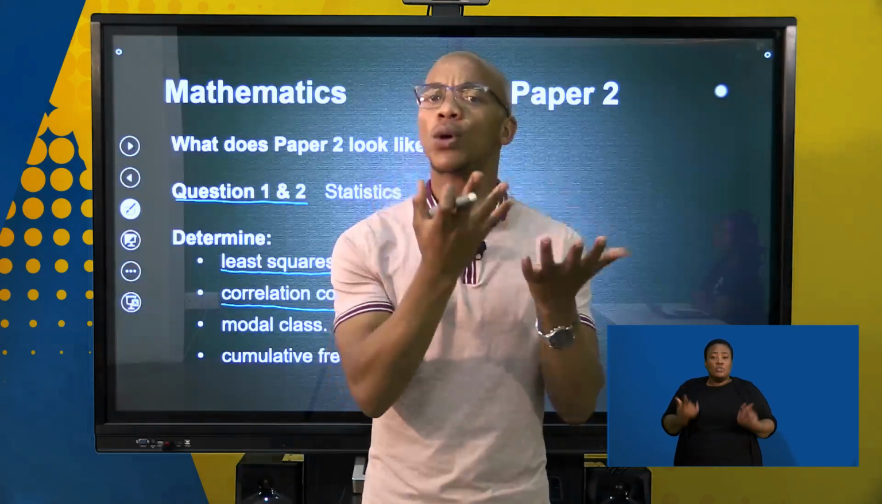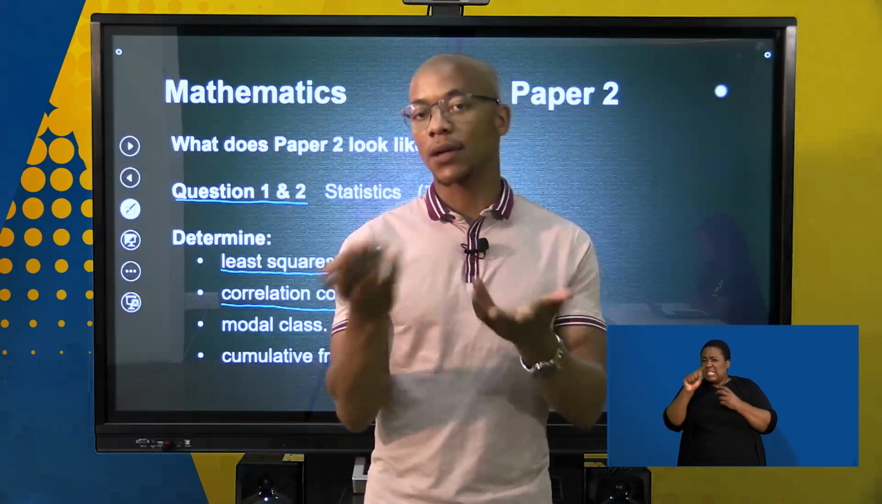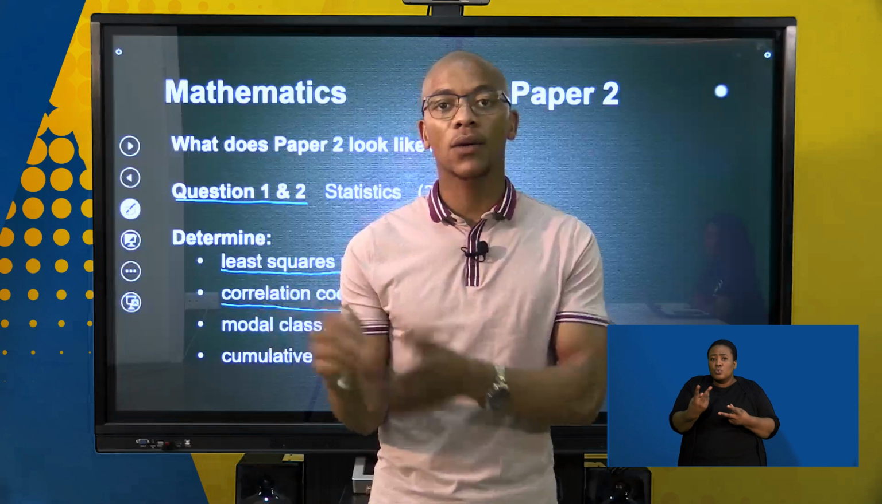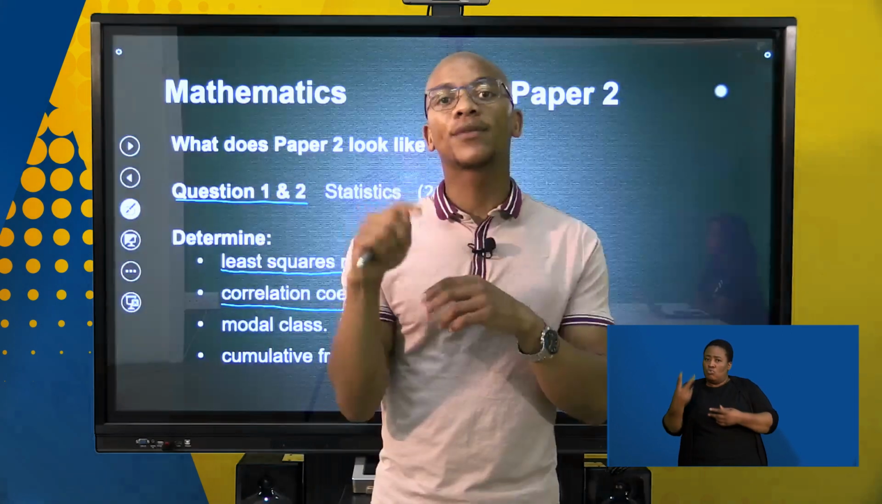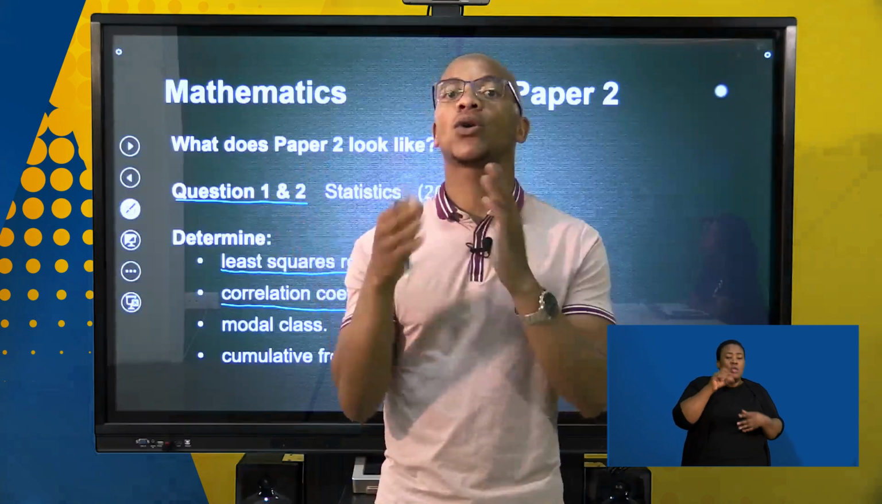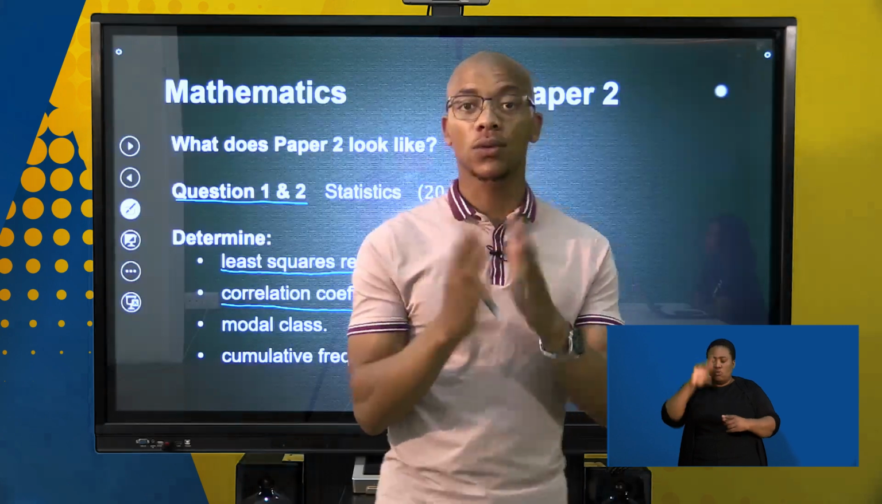So it's your mode setup. You choose number 2 if you're using the gray calculator. If you're using the silver one, you choose number 3, and you opt for A plus BX, which shows the least squares regression line. So please remember how to do that.